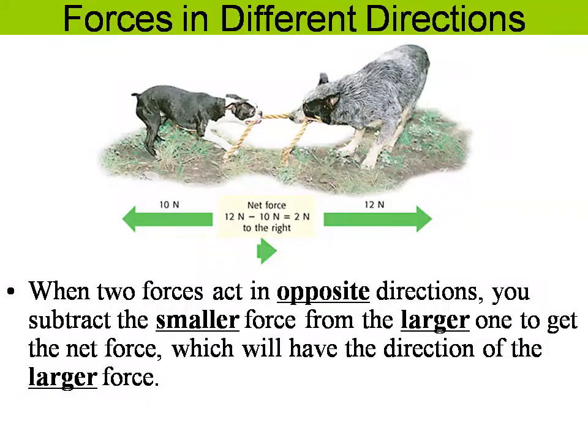If the forces are in different directions, you subtract the smaller one from the larger one. So the big dog is pulling with 12 newtons. The smaller dog is pulling with 10. So it's going to be 12 minus 10. The net force will be 2 newtons going toward the right. As you can probably predict, the big dog's going to win.